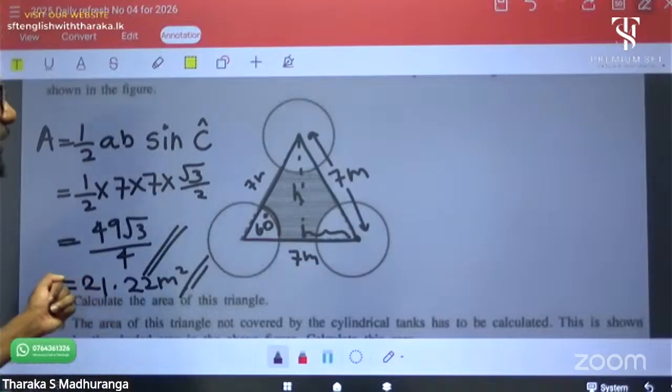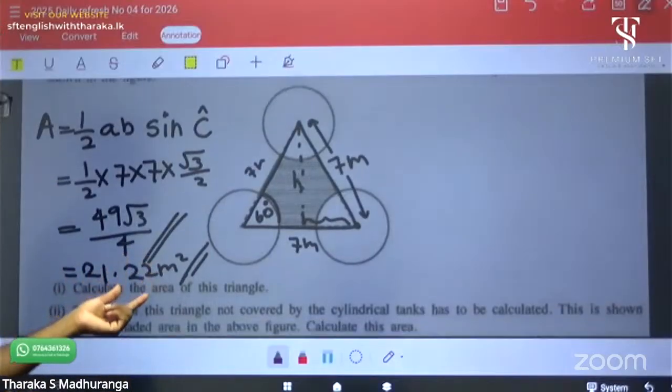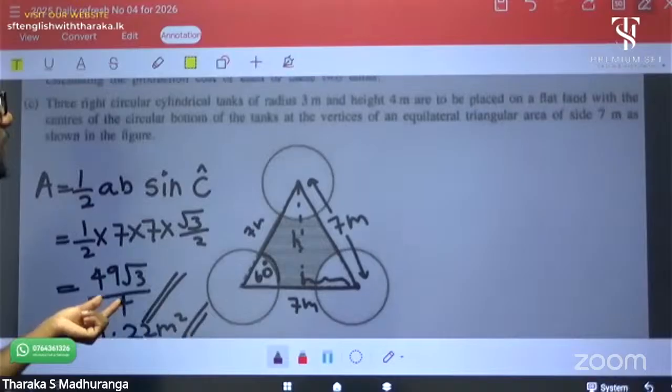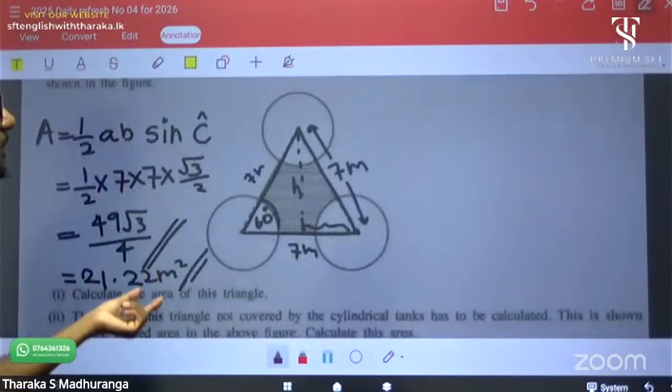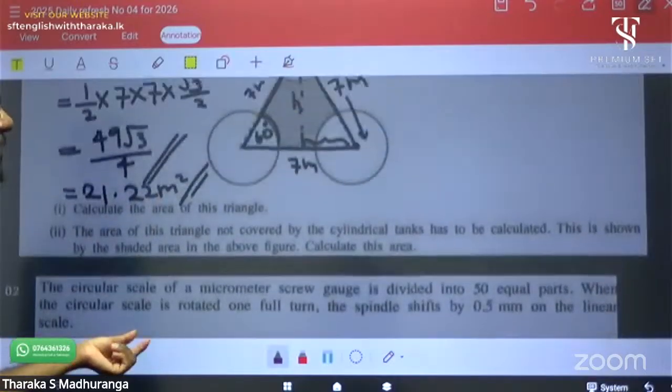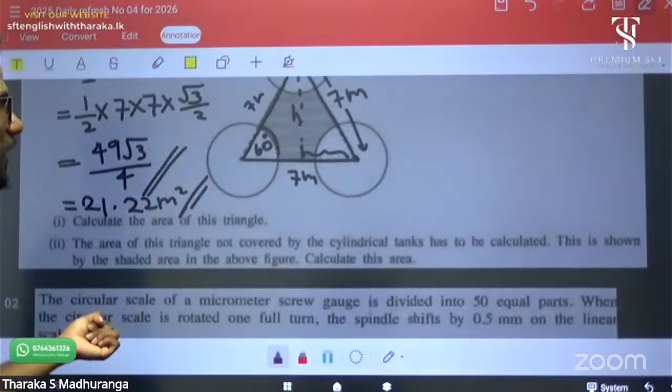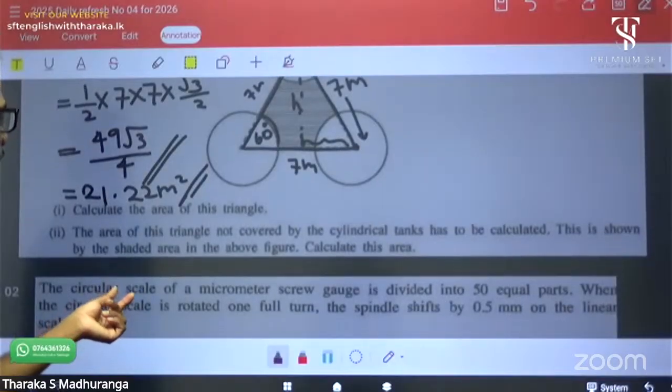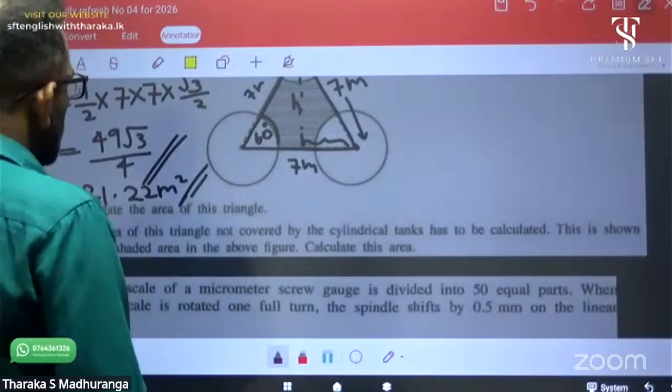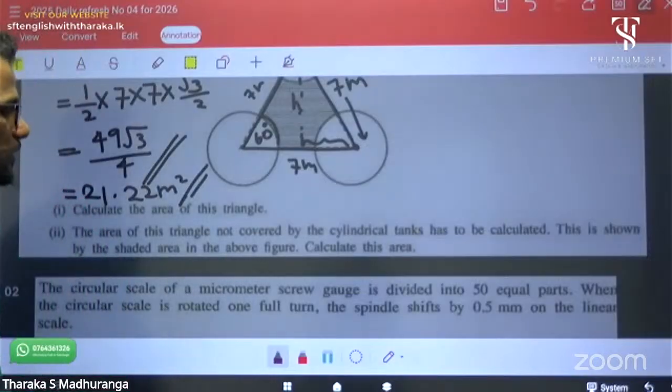Yes, use calculators. Don't make calculation errors, because you can use a calculator. Okay. Second one, the area of this triangle not covered by the cylindrical tanks.